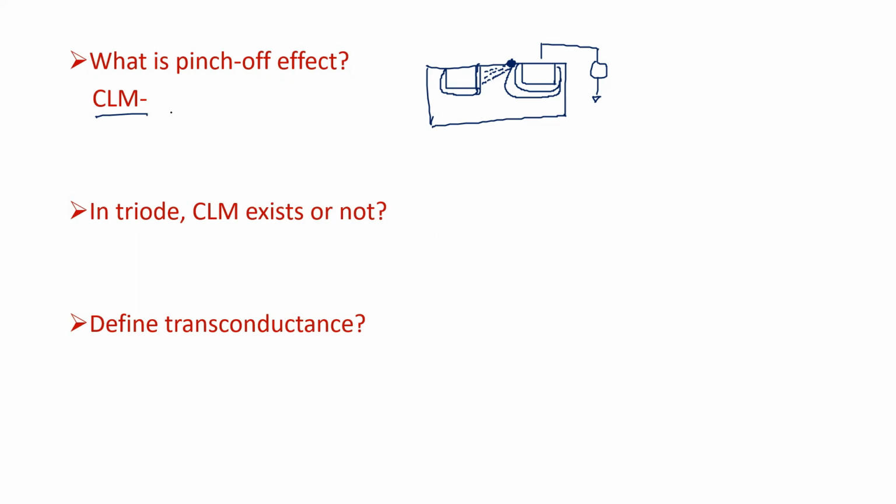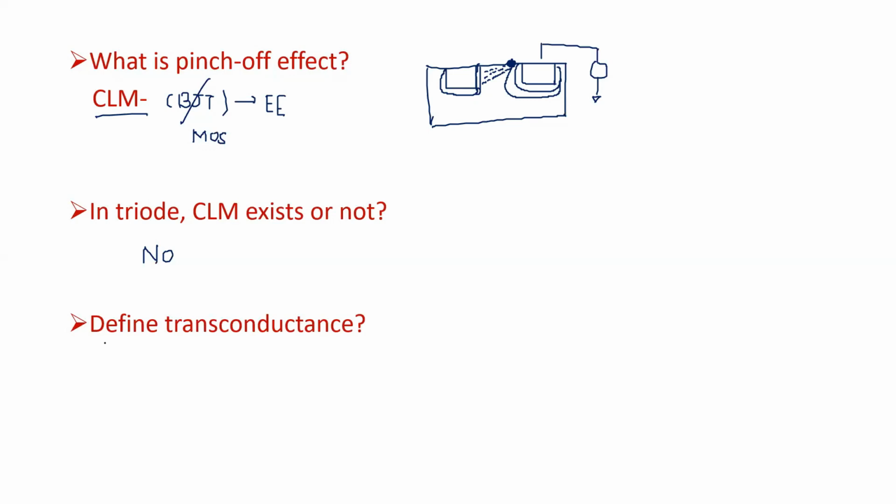And this is channel length modulation in MOS, not in BJT. In BJT it was the early effect. So in triode, does CLM exist or not? In general we can say there is no existence of CLM in the triode region, because when VDS is large enough, our transistor is already in saturation, and when VDS extends above that particular value, then CLM will occur. So CLM cannot occur in the triode region.